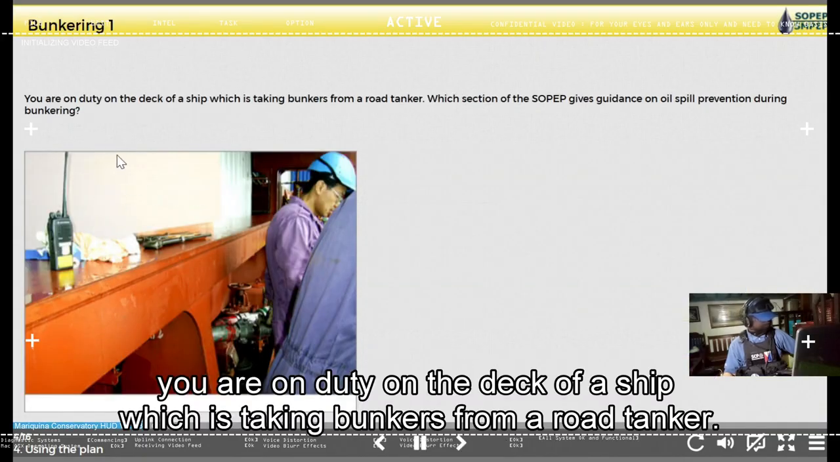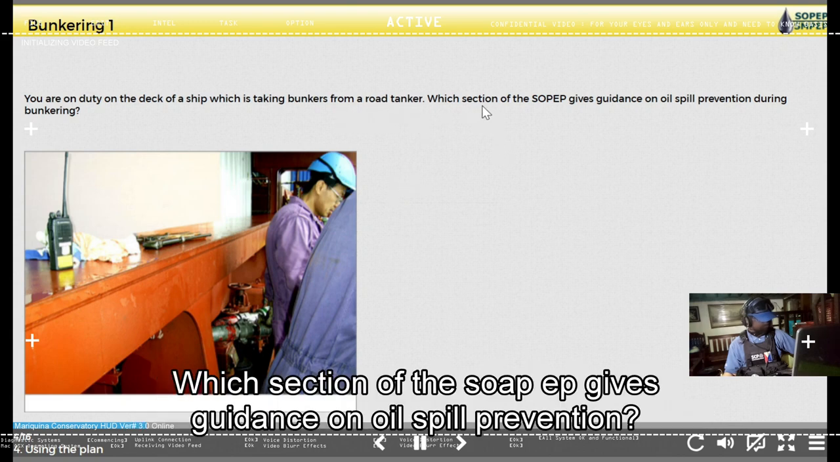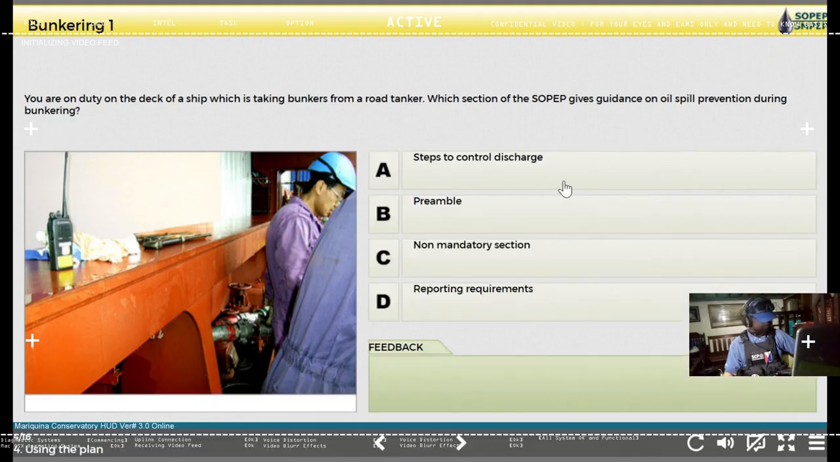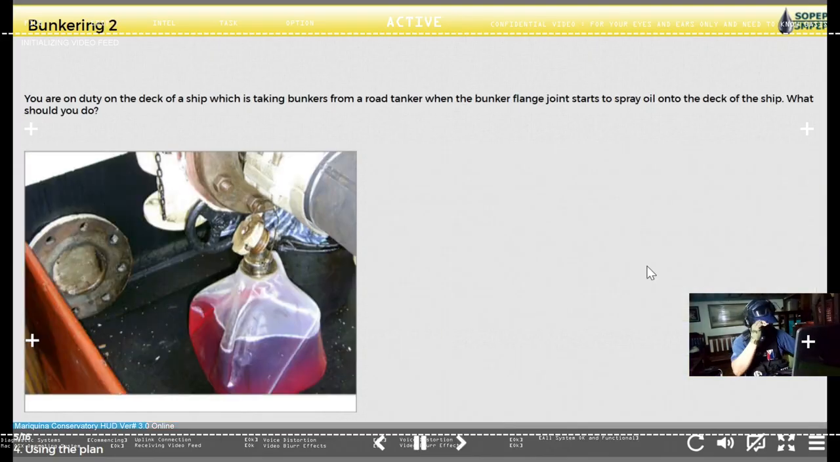You are on duty on the deck of a ship which is taking bunkers from a road tanker. Which section of the SOPEP gives guidance on oil spill prevention during bunkering? I'm not familiar with this. I think we should go to letter A. Oh, okay. Lucky me. Step A also covers it.